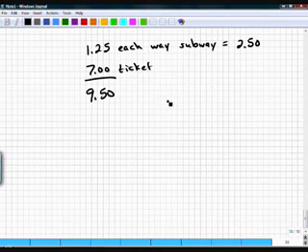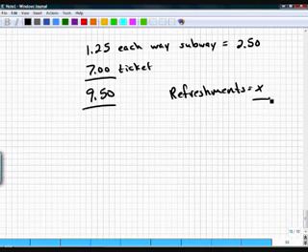And what else is she buying? Refreshments, and that's equal to X. So how much total is she spending there? $9.50 plus X. Be careful not to multiply. So therefore, that's how much money she's going to spend, correct?